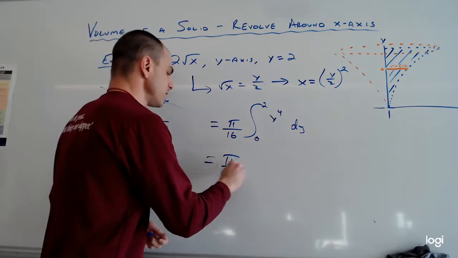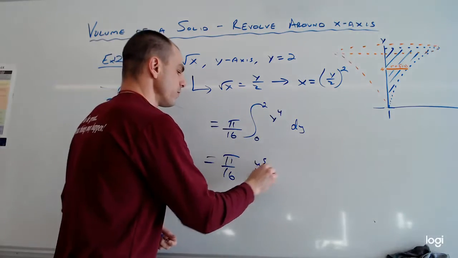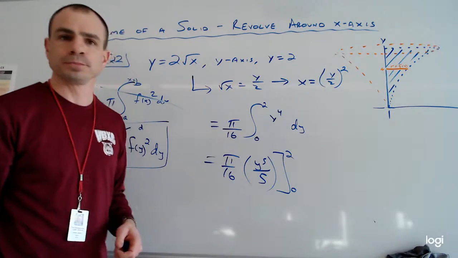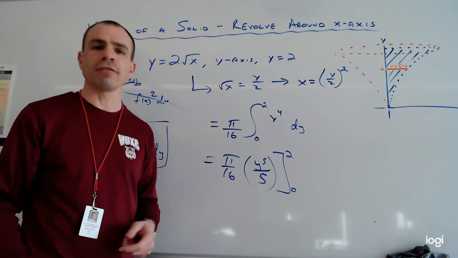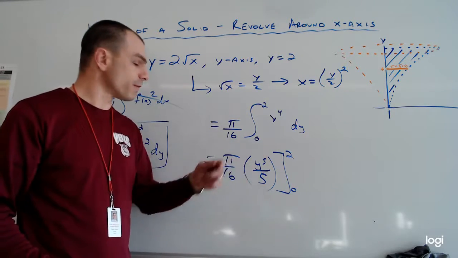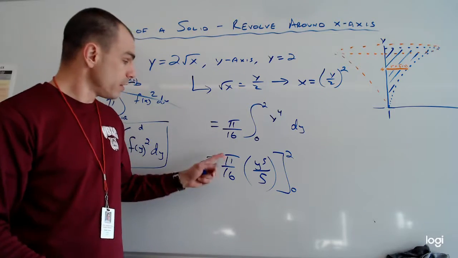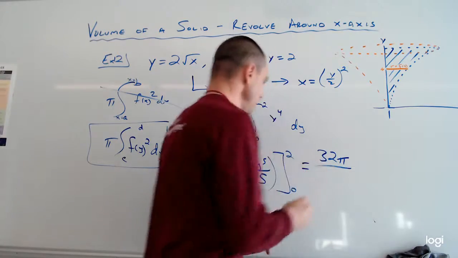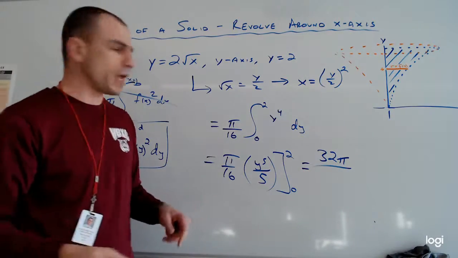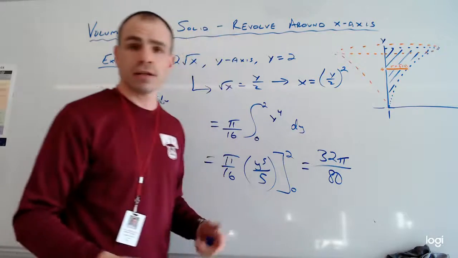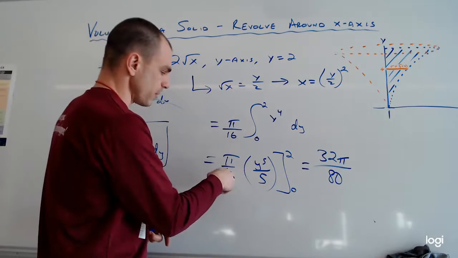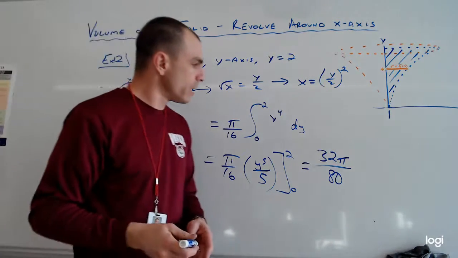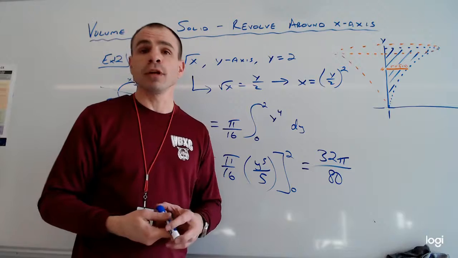We've got our pi over 16, and then this becomes y to the 5th over 5, being evaluated from 0 to 2. We plug in 2. Once again, we have 2 to the 5th, or 32, over 5. And then we also have the pi over 16. So we're looking at 32 pi, and then 5 times 16 would be 80. So that's an unsimplified answer. We also, the 32 could cancel with the 16 and leave us with a 2 up top. So 2 pi over 5 would also be a perfectly fine answer.